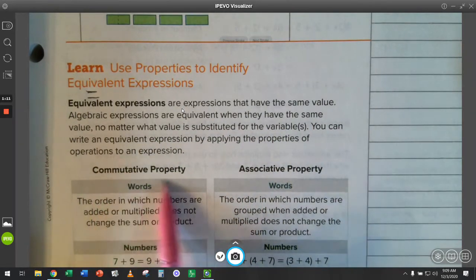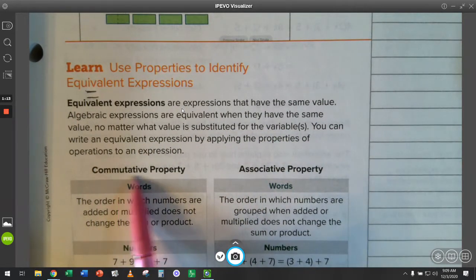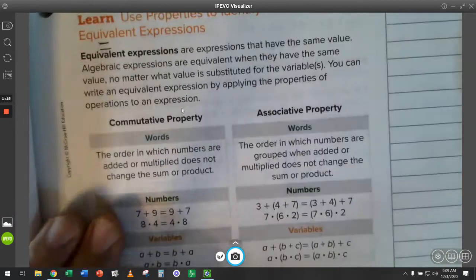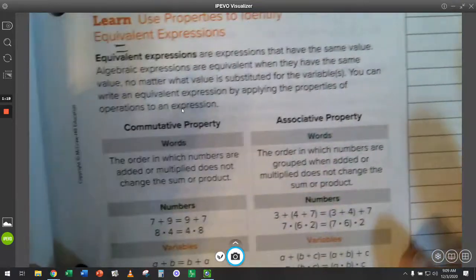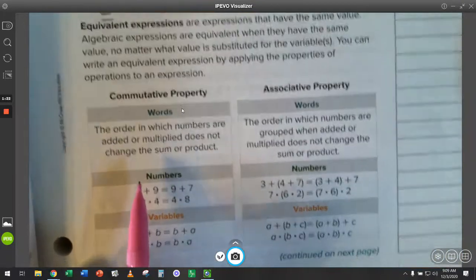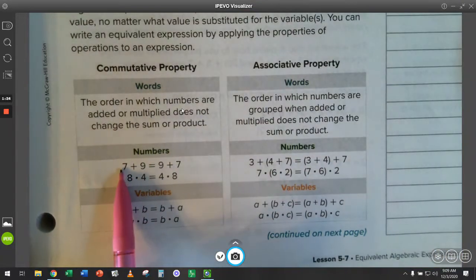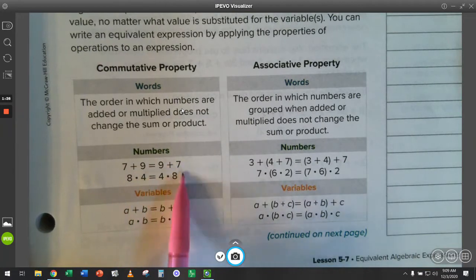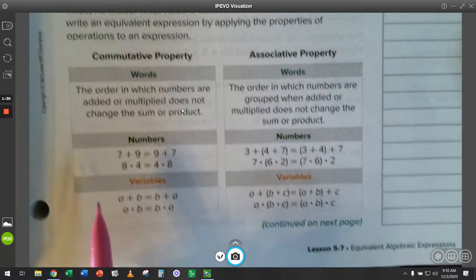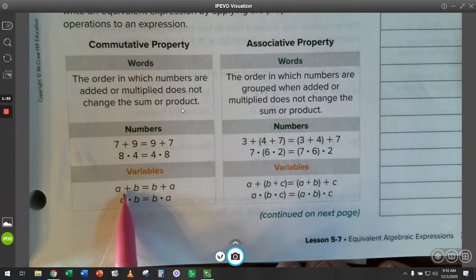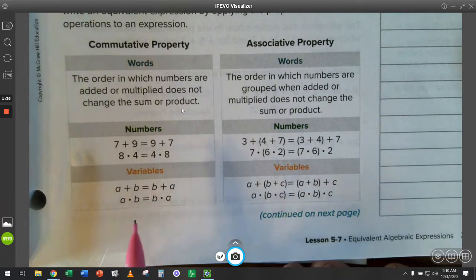So the first property we have here is the commutative property. It says it doesn't matter really what order you multiply or add, the sum or the product will always be the same. So 7 plus 9 is equal to 9 plus 7. 8 times 4 is the same as 4 times 8. We can even use that with variables. A plus B equals B plus A. A times B equals B times A.